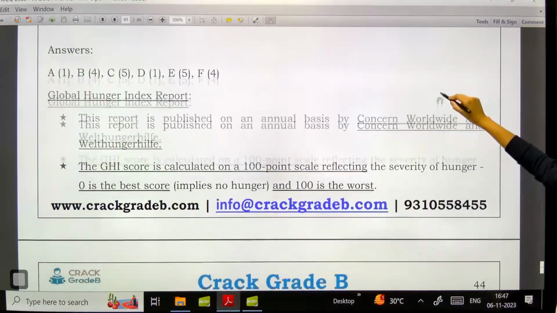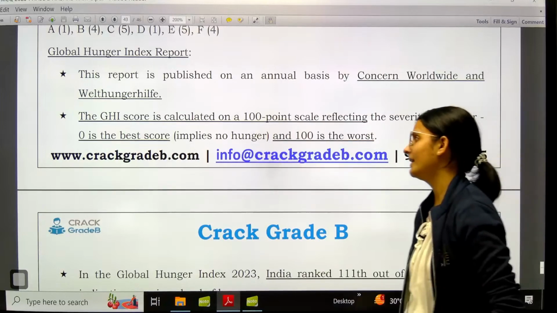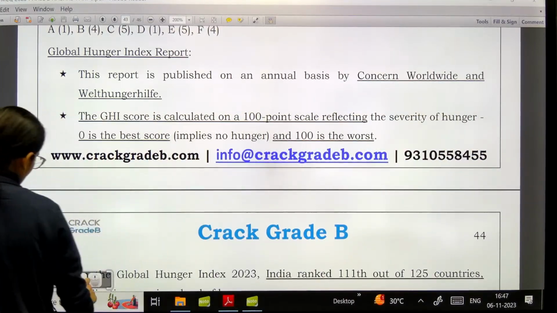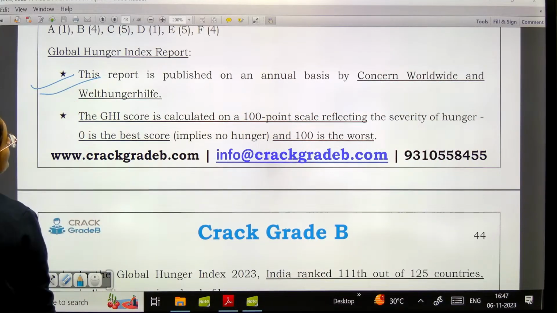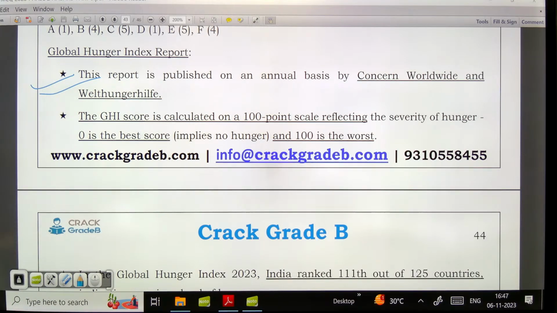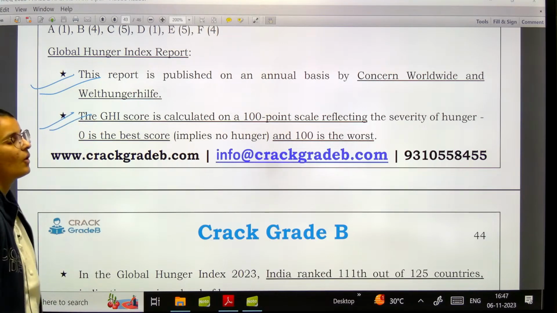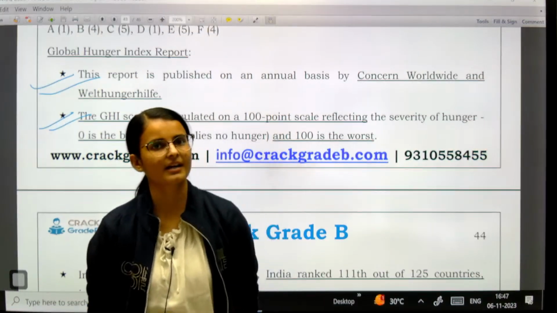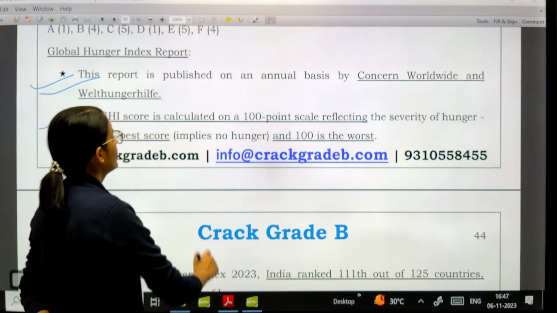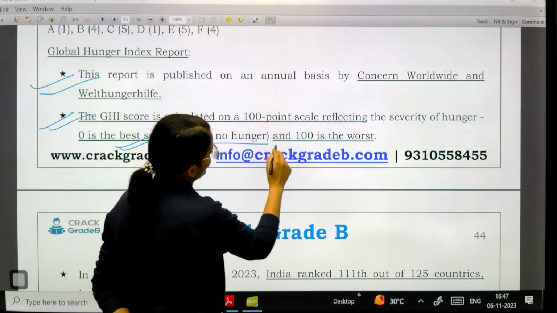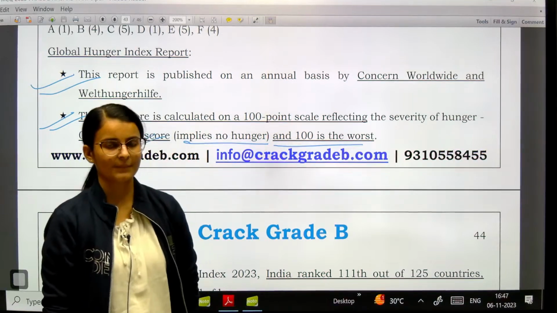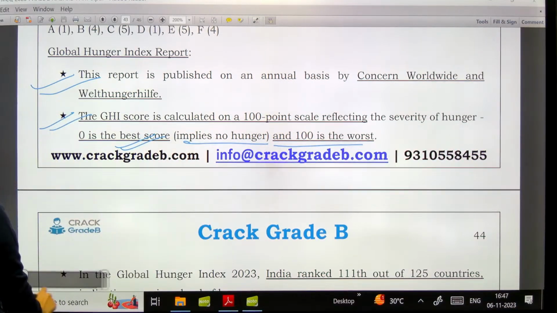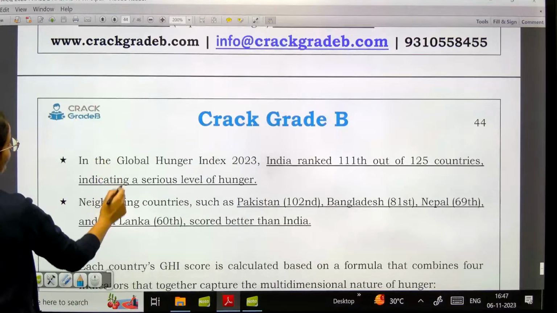So let's read about the details of the Global Hunger Index. So this report is published by Concern Worldwide and Welthungerhilfe, okay? The GHI score is calculated on a 100-point scale. 0 is considered as the best score and 100 is the worst score, okay?